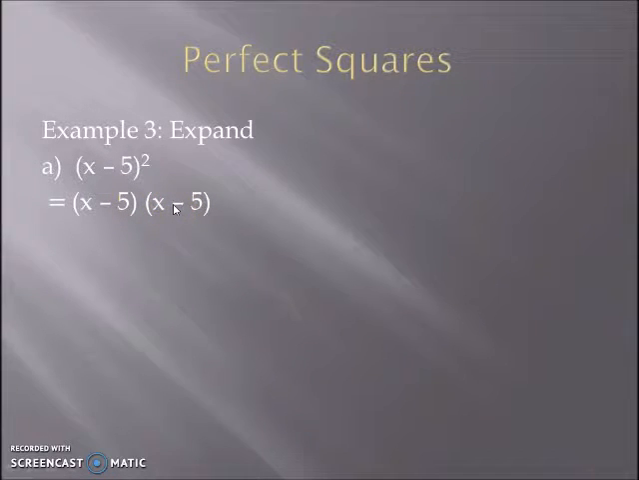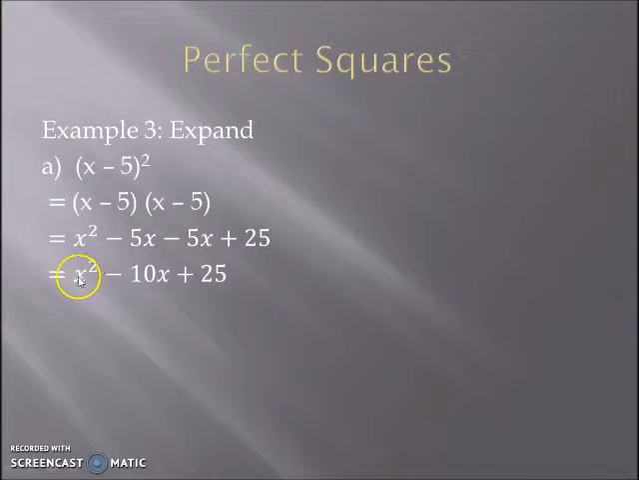And then you FOIL. So it would be x times x, x times negative 5, negative 5 times x, and negative 5 times negative 5. That's very simple. And then we would just simplify this down, and we would make negative 5x minus 5x, and that would give us x squared minus 10x, sorry, negative 10x. Oh wait, since I said minus, never mind. X squared minus 10x plus 25.